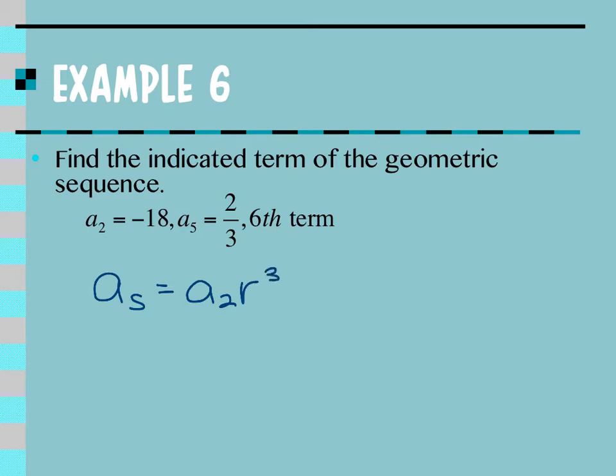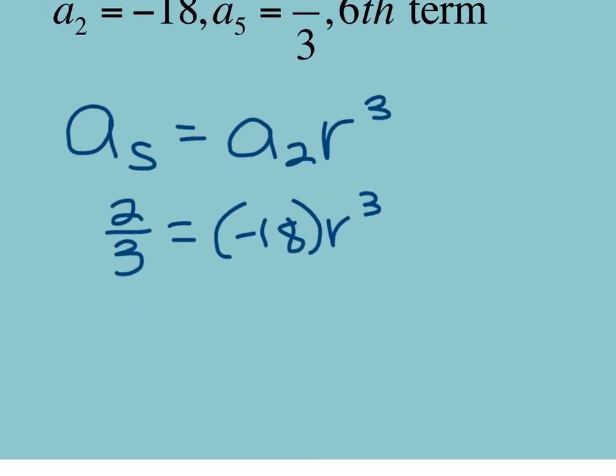Third, okay? Remember, the base and the exponent have to add up to the one on the other side. Does that make sense? You actually could have switched that, but your exponent would have been negative. I wouldn't have done that. Now plug in the information you have. So 2/3 equals -18 R cubed.